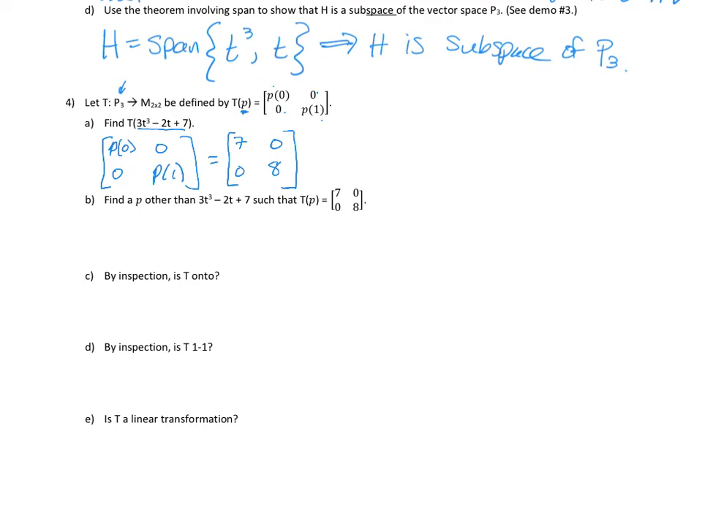Okay, find a p other than 3t cubed minus 2t plus 7 that gives the same output, 7, 0, 0, 8. Okay, so p would be, it needs to have a plus 7 to make sure that p of 0 would be 7. But then to get the p of 1 to be 8, I could just do t plus 7.